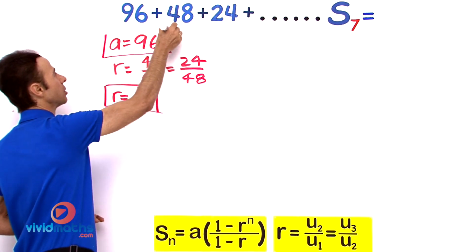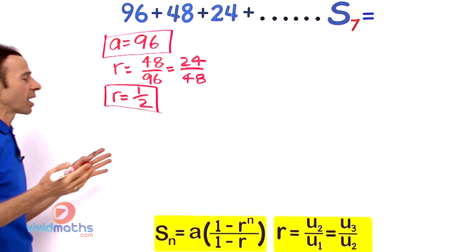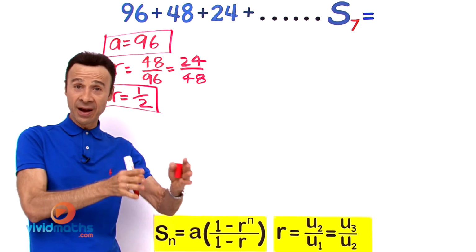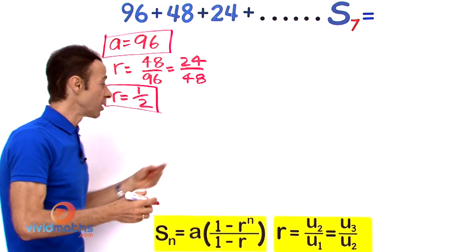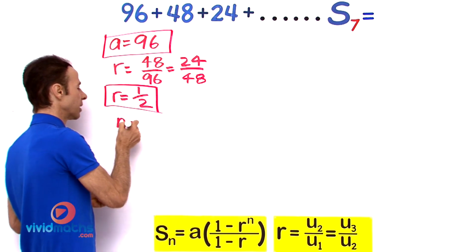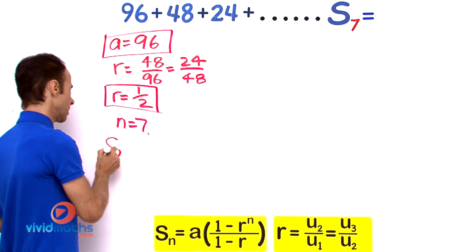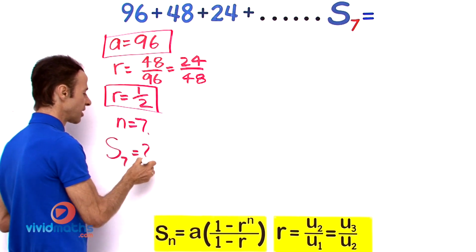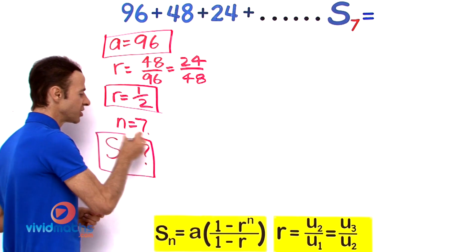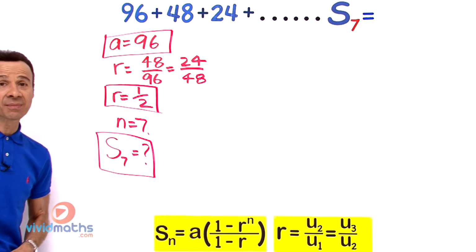Now we have these two components. Is there anything else that we have? Well, we are asked to find 7 terms, so we know what n is. So n equals 7. What don't we have? Well, we don't have S sub 7. So that's our question mark. That's what we're going to zero in on. That's our outcome. So let's go for that.